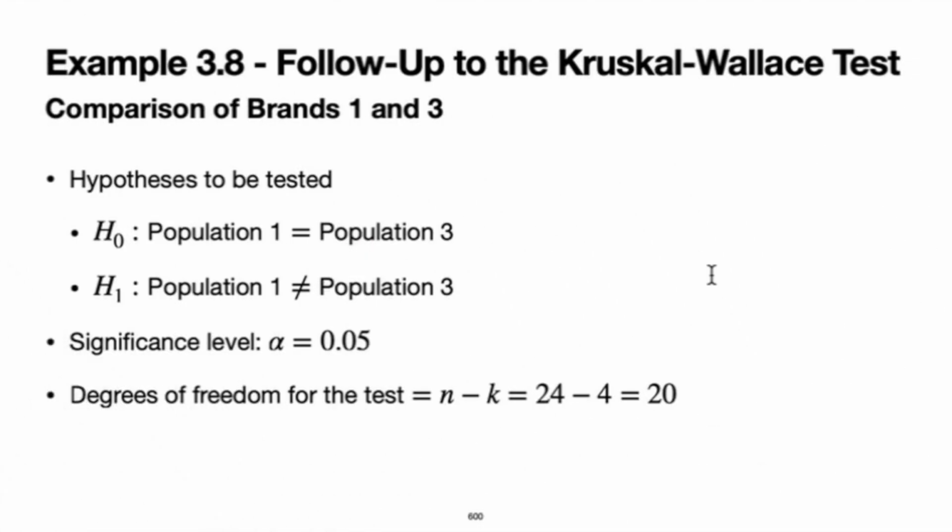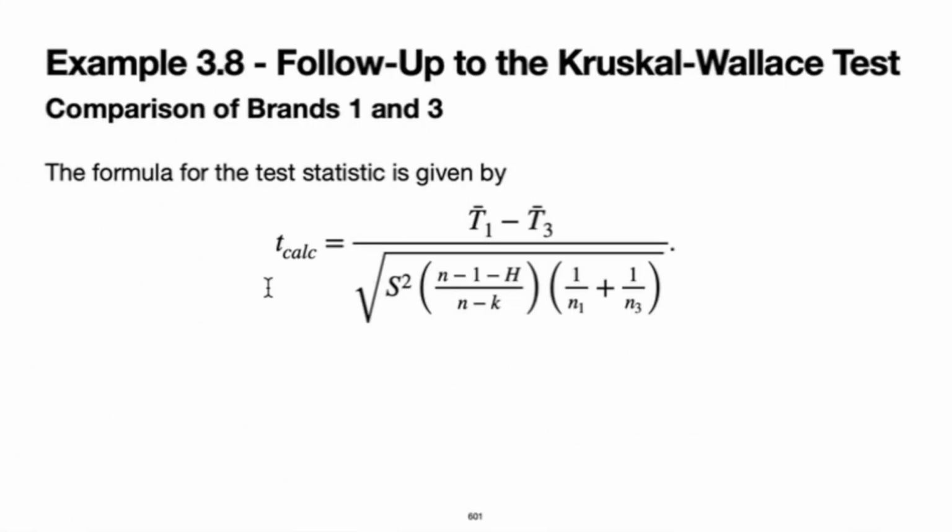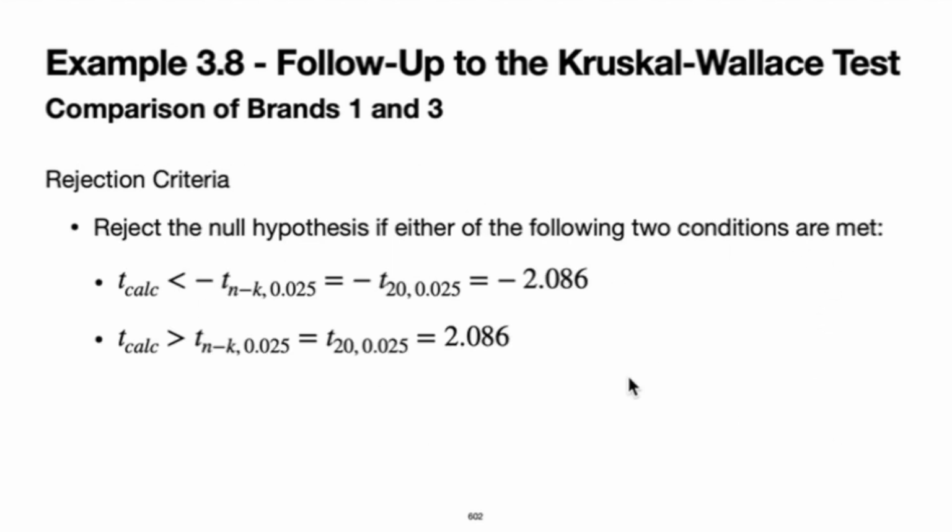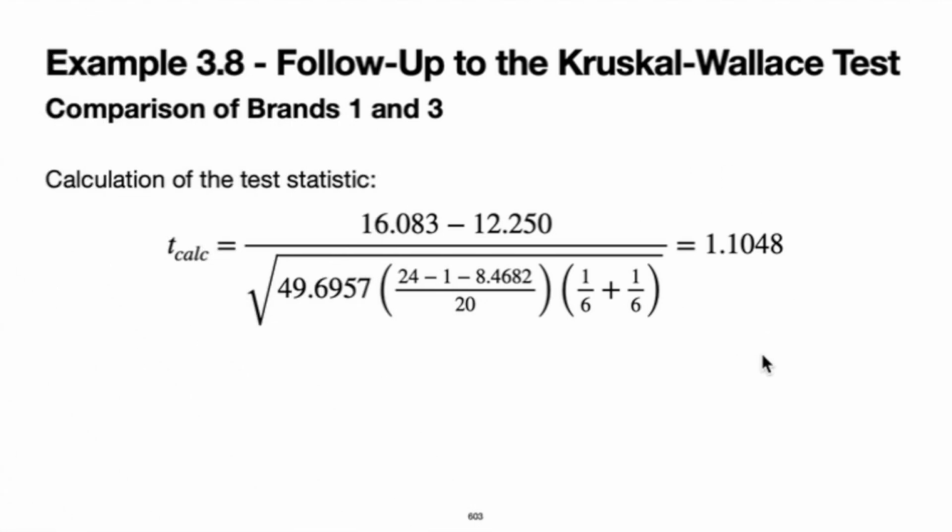Okay, the second pairwise comparison is a comparison of brands 1 and 3. And so we've got the appropriate two-sided test here for the hypotheses. We're going to perform this at a significance level of 0.05, and again, it's going to be a 20 degree of freedom test. We have the appropriate formula for the test statistic here, and then we've got the same rejection criteria. So all we have to do is calculate the value of the test statistic.